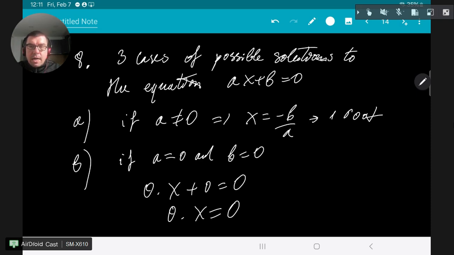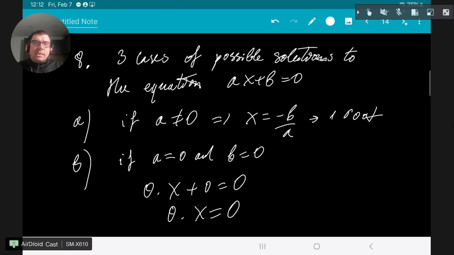Let's start checking. For example, is 1 a root to this equation? Well, if I substitute 1 instead of x, I'll get 0 times 1 equals 0, and this is correct because 0 times 1 is equal to 0. That's right. So 1 is a root. It's a solution to this equation. What about if x equals 2? So let's check again. 2 times 0 equals 0. That is also correct. So 2 is also a root to this equation.